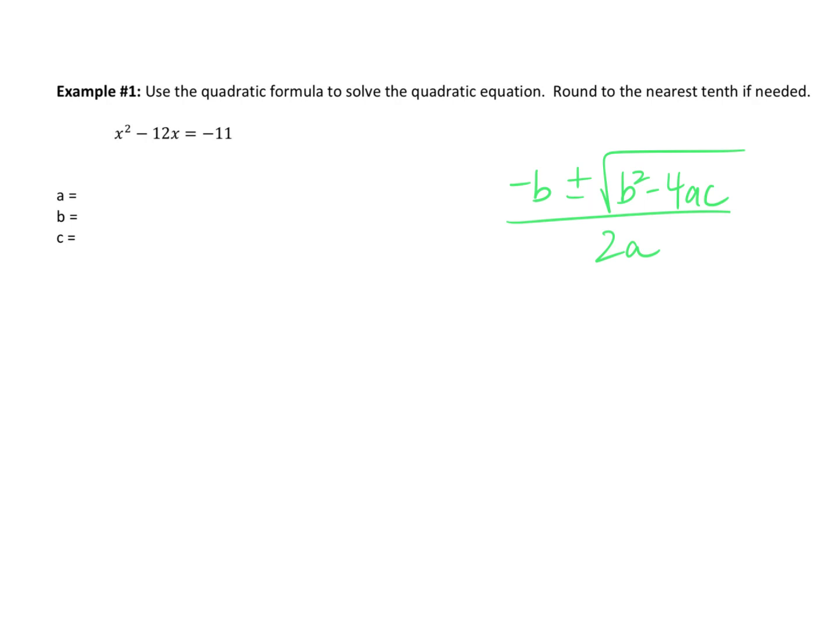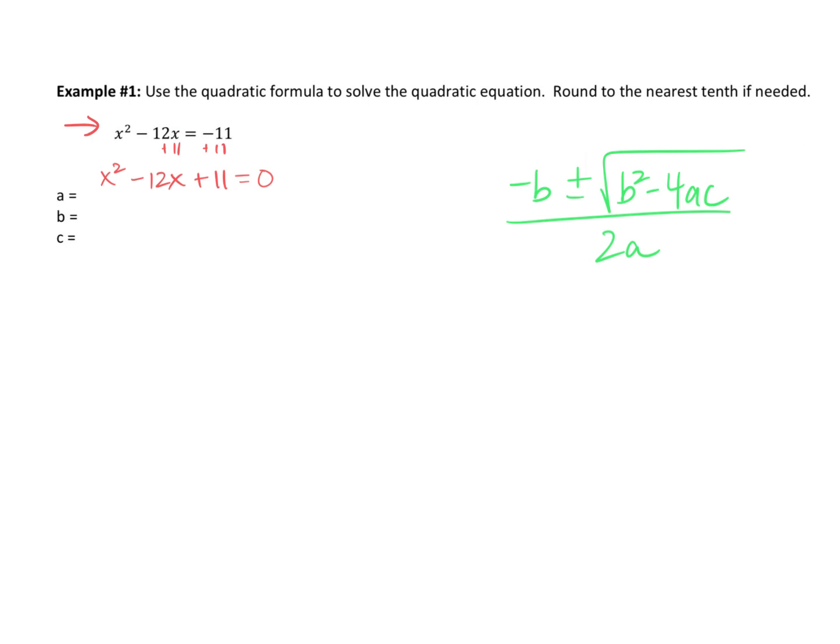So first thing that you need to do when you have an equation is you want to get it written in standard form, and you want to set it equal to 0. So right now it doesn't say equals 0. So I'm just going to add 11 to both sides. So then it's going to have 0 on one side, everything else on the other side. So I have x squared minus 12x plus 11 equals 0. Okay, now it is written in standard form, and now I can solve it using the quadratic equation.